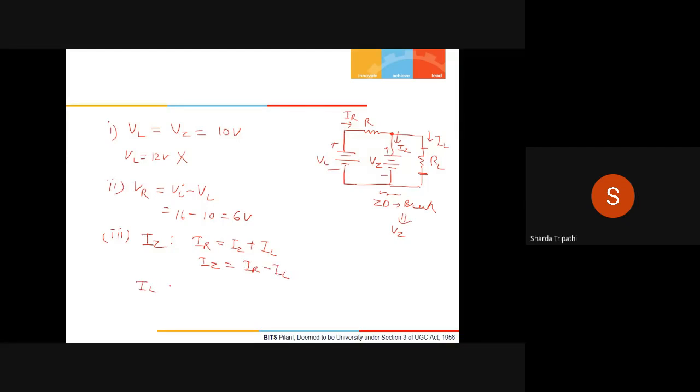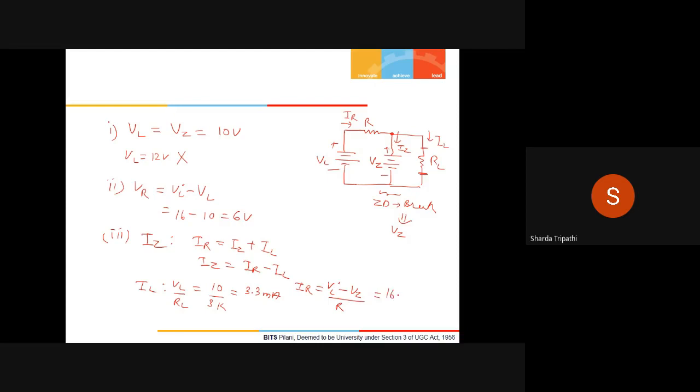And IL I can calculate because I know VL, I also know RL. So this will be 10 volts divided by RL, which was 3 kilo ohms in this case. So this comes out to be 3.3 milliamperes. Similarly, you can find out IR also. What will be IR? This will be VI minus VZ divided by R.